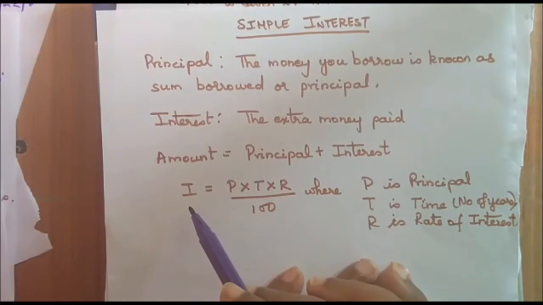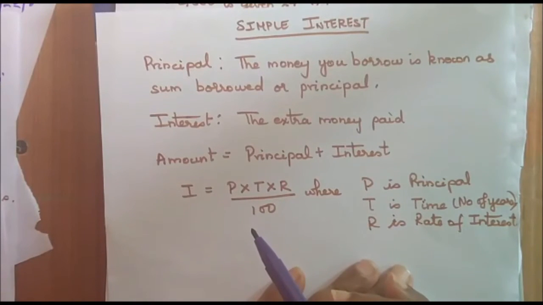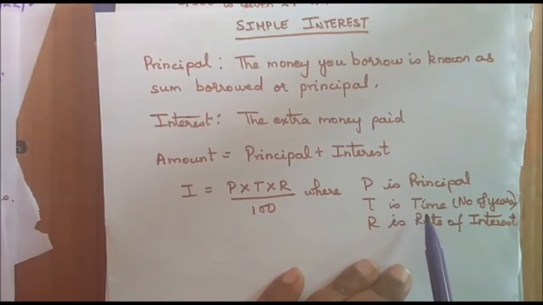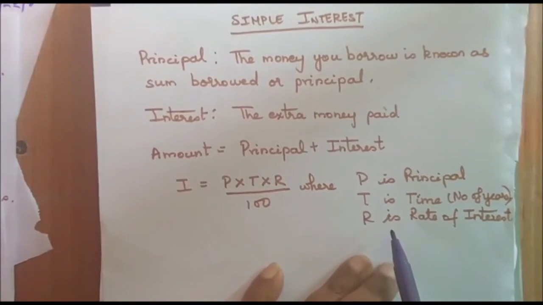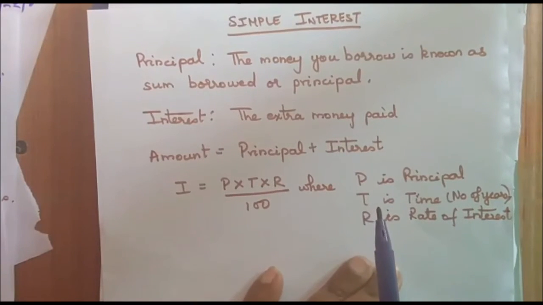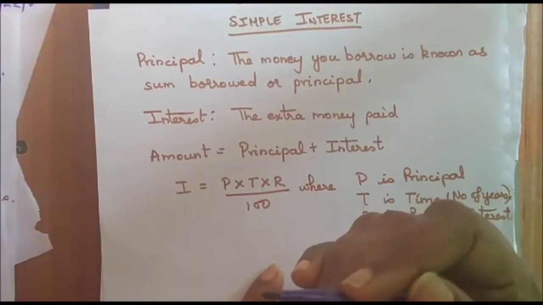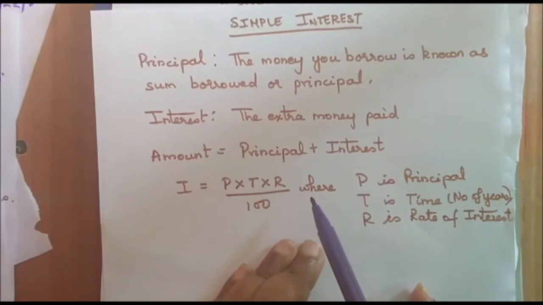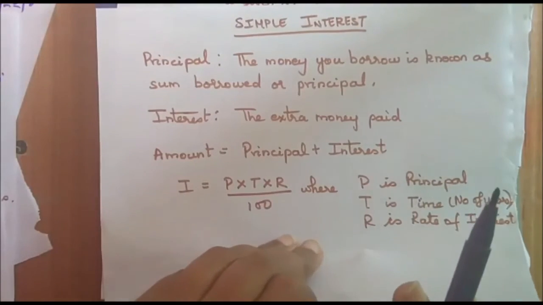So interest I is equal to P into T into R by 100. Now how is the interest calculated? This is how the interest is calculated. Now what is P here? P is the principal, T is the number of years for which you have to pay the interest, and R is the rate of interest. At the end, the amount you have to pay is principal plus interest. So this formula is very important. P into T into R by 100 gives you the simple interest.